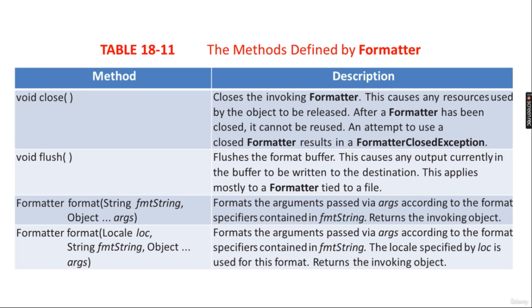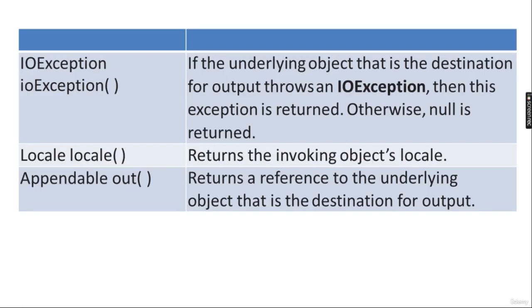Formatter format(String fmtString, Object... args) formats the arguments passed via args according to the format specifiers contained in fmtString. Okay, so whatever variable-length arguments you are passing, it will format them according to the format specifiers contained in the format string, and returns the invoking object. Another version also formats the arguments according to the format specifiers, and the locale specified by locale is used for this format; it returns the invoking object. IOException: if the underlying object that is the destination for output throws an IOException, then this exception is returned. Otherwise null is returned. Locale locale() returns the invoking object's locale. Appendable out() returns the reference to the underlying object that is the destination for output. Okay.